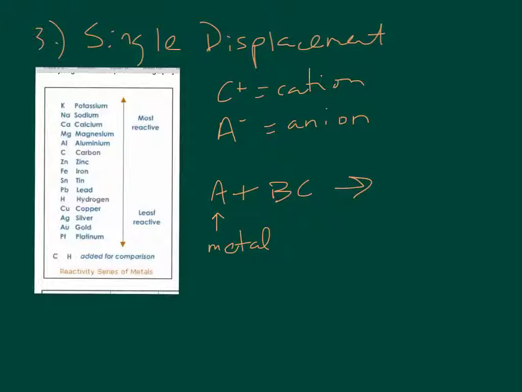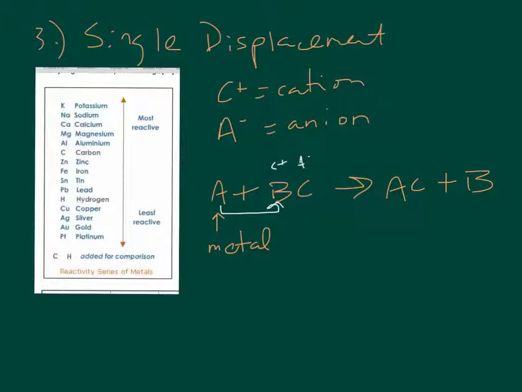Well, let's change colors here. B is going to be the cation, and C is the anion. All right, so that means A is going to switch places with B. Okay, and so what we will have here at the end, let's make sure my pen's on, we will have AC plus B.